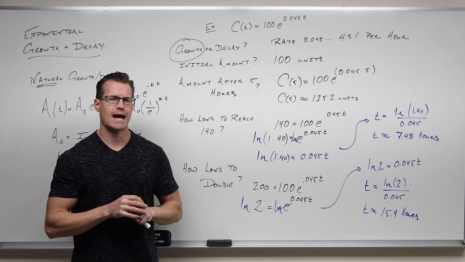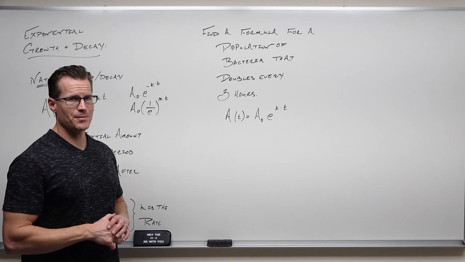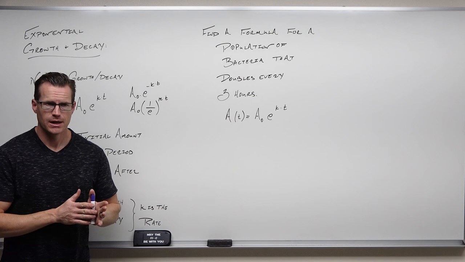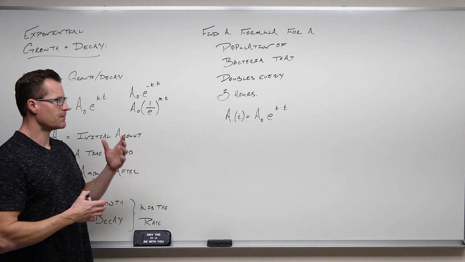All right, we're ready for another problem. Let's give it a try. We're supposed to find a formula for a population of bacteria that doubles every 3 hours. So let's take a look at this and model this with an exponential growth formula.